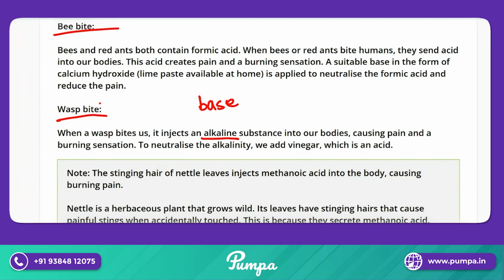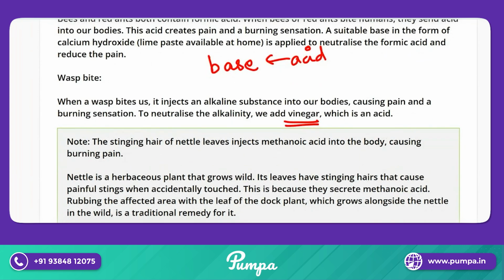So in this case, what do we have to add? Acid. Acid. That's it. If there is a base, we have to add the acid to it. Acid like vinegar, in a dilute form, not the concentrated acid we are talking about here, the diluted form. So we can add acid so that it will reduce the pain or the burning sensation.